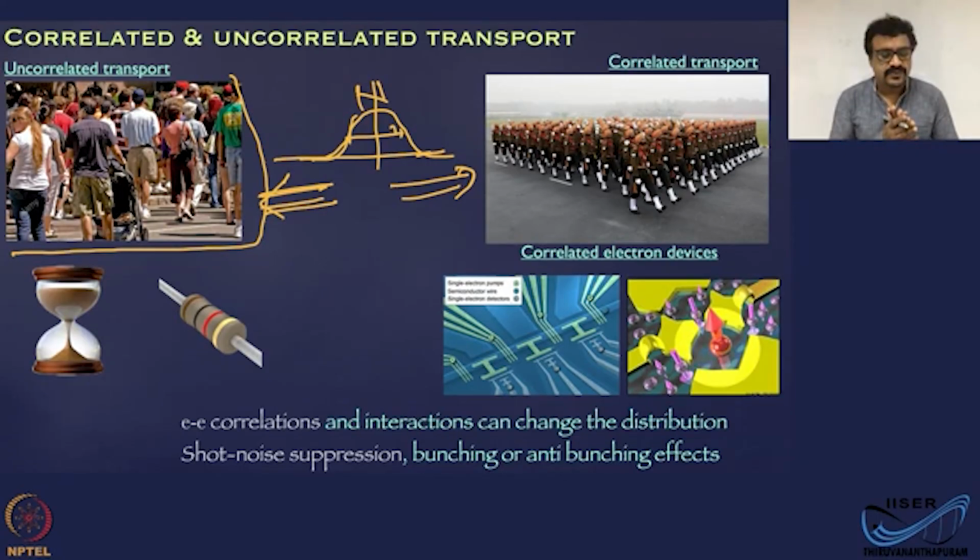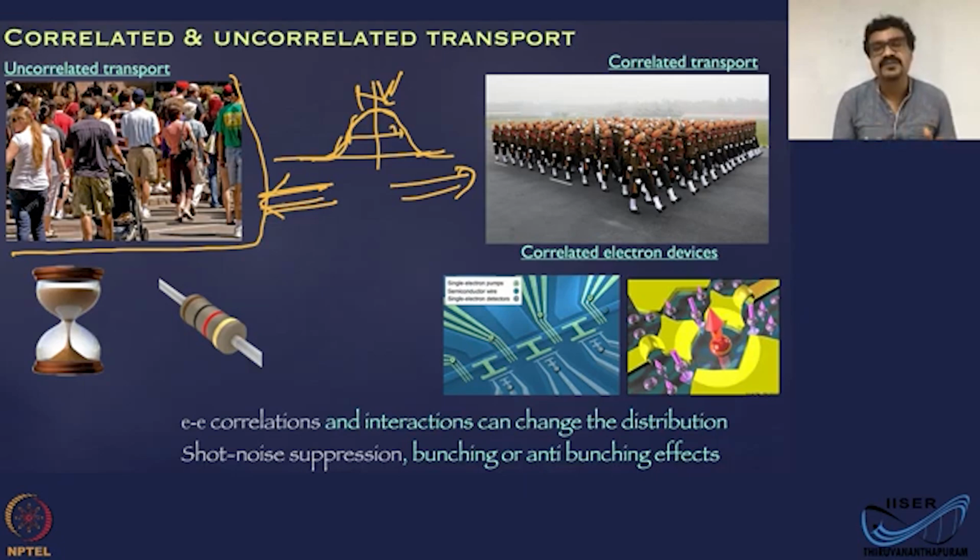Now, since there is no correlation between the people crossing the road, the width of the distribution will actually be proportional to n. Okay. That is a noise to it. That is a noise when we inspect electrical systems, an associated quantity called noise. That is the noise. Okay.